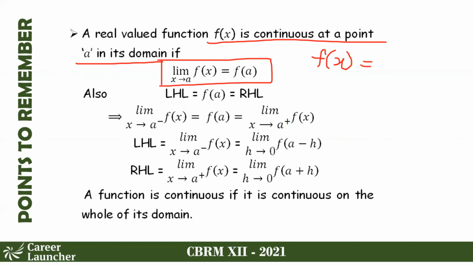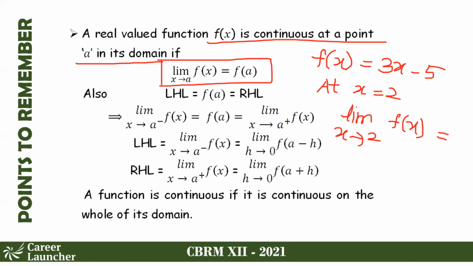Let us take f(x) equals 3x minus 5. We need to check the continuity at x equals 2. So the first step will be limit x tending to 2 f(x), find the value. Next, find out f(2). If these two are equal, then we'll say that our function is continuous, and if these two are not equal, then we'll say that our function is not continuous. But this is a polynomial function, and we know that polynomial functions are always continuous. So this function is continuous.